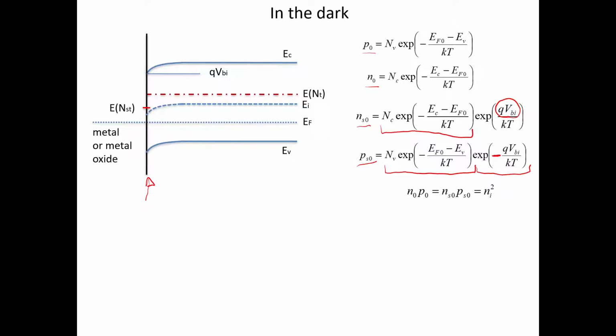It's necessary to highlight here that the product of equilibrium charge carrier concentration, electrons and holes, in the bulk and at the interface between metal and semiconductor is equal to n_i squared. So they are the same. The values of each term will be different in the bulk and at the interface. However, their product will be the same. It will be equal to n_i squared.